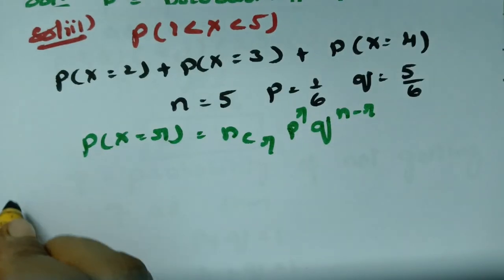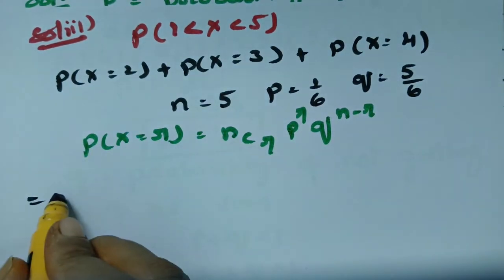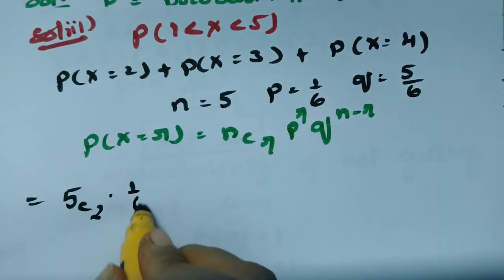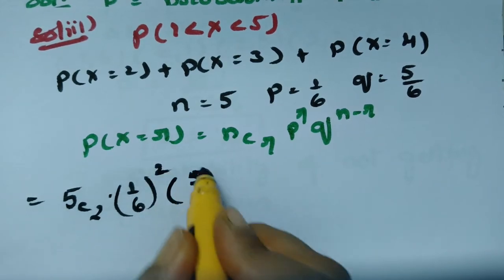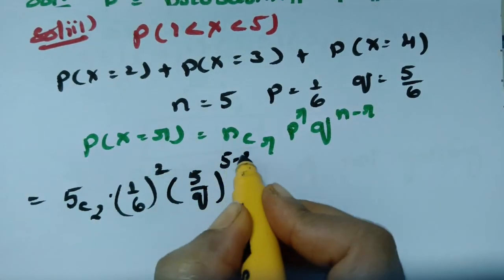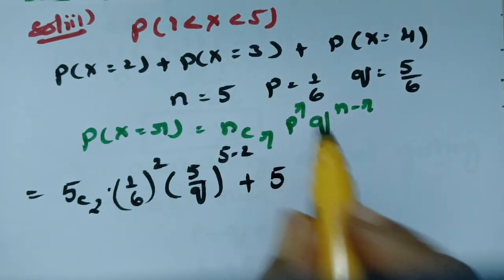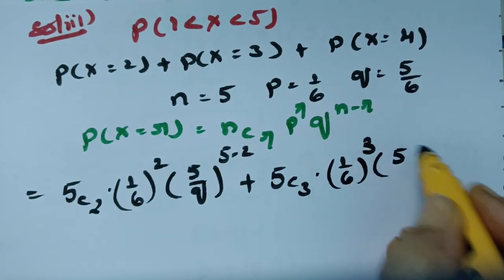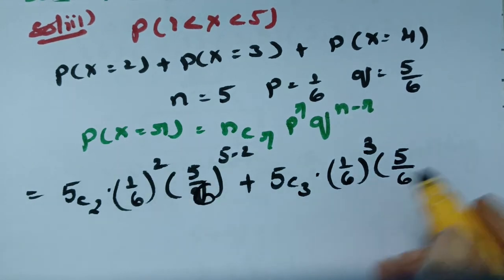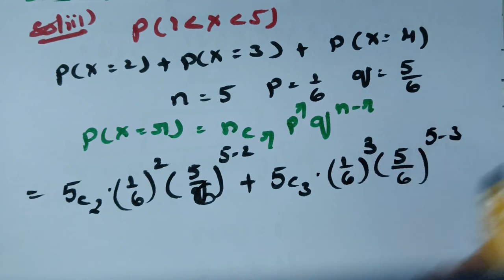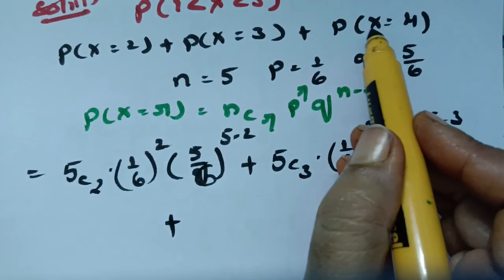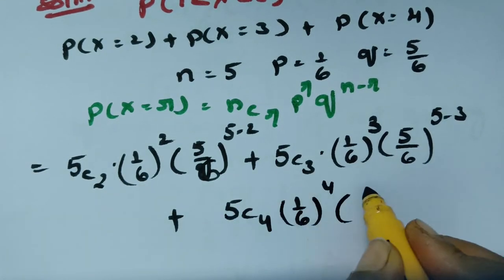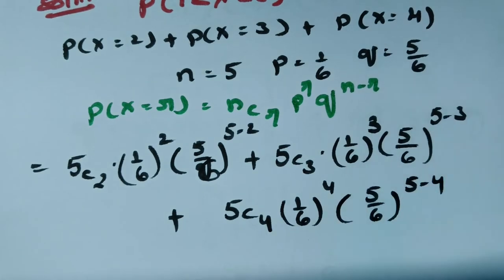If I substitute, the probability of X is equal to 2 is nothing but n, what is the value of n? That is 5C2. p, what is p here? That is 1 by 6 square power r and q power, this is n minus r, that is 5 minus 2, plus, and the next one is for probability of X is equal to 3, nCr p power r and next this is q power, that is 5 by 6 power n minus r, that is 5 minus 3, and next for X is equal to 4, that is nCr p power r and this is q power n minus r.